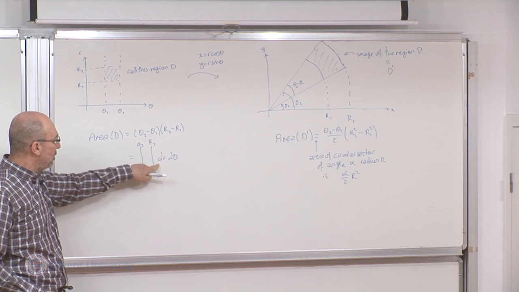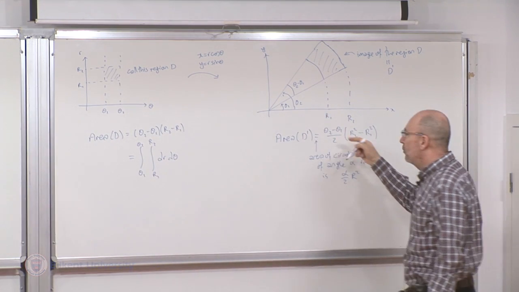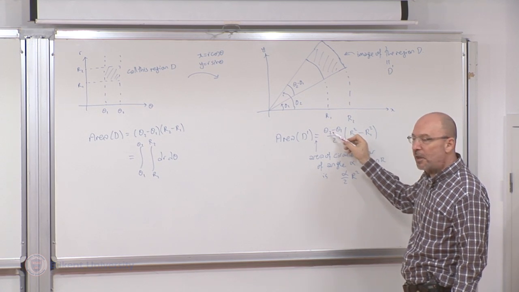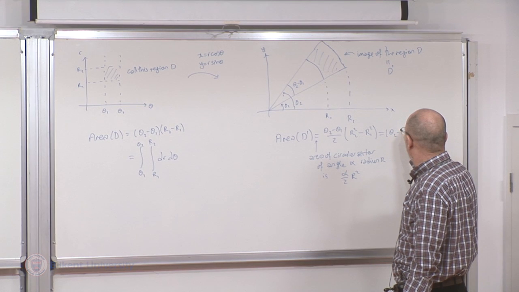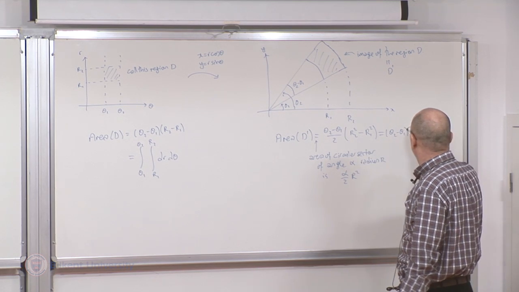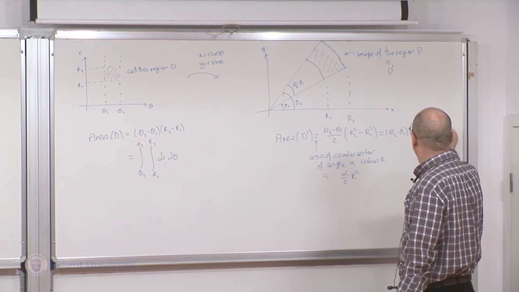If you evaluate this integral, you get this. But here, that's not what we are evaluating. This part is the same though, so I can write it as theta 2 minus theta 1 and take this 1 over 2 to the other side. R2 square minus R1 square over 2.